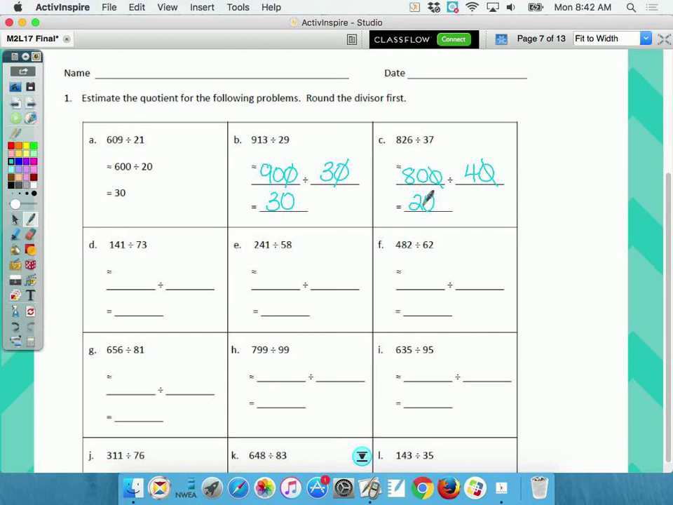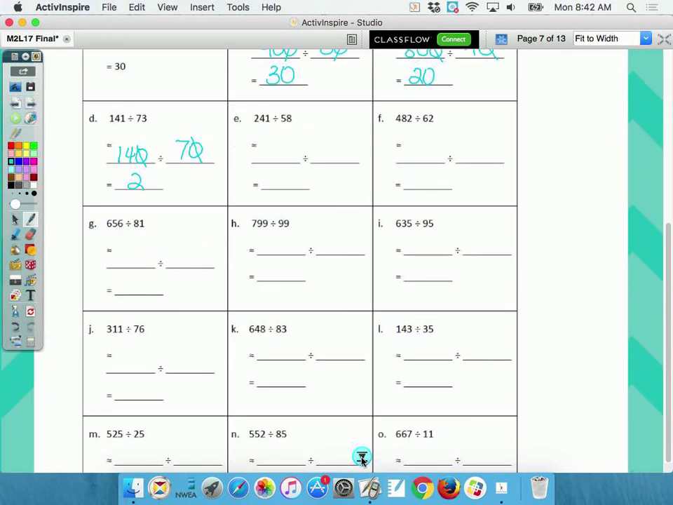Right. So go ahead and make sure you cross off your zeros so you don't get confused, okay? All right, so the next one, 73 rounds to what? Oh, this is easy. 140. Very good. So 14 divided by 7 equals? 2. Okay, 58 rounds to what? 60.